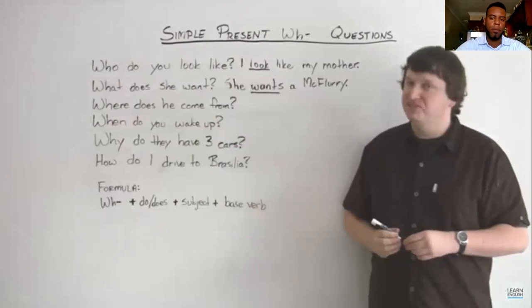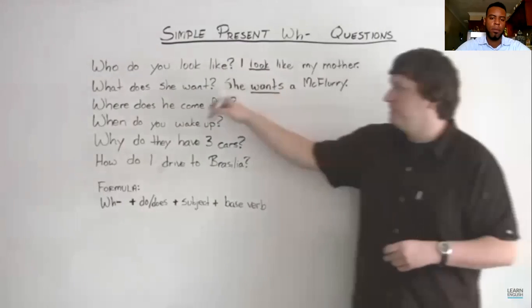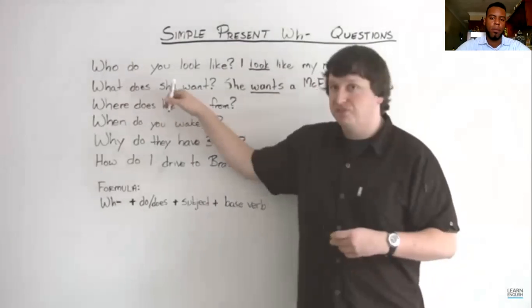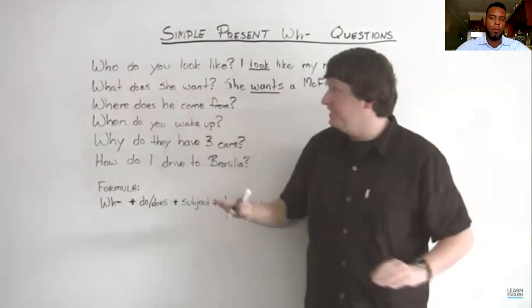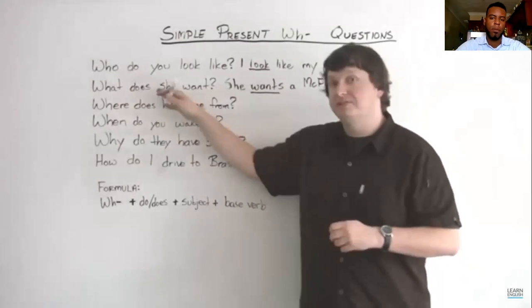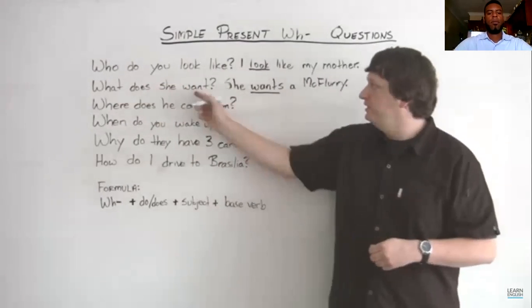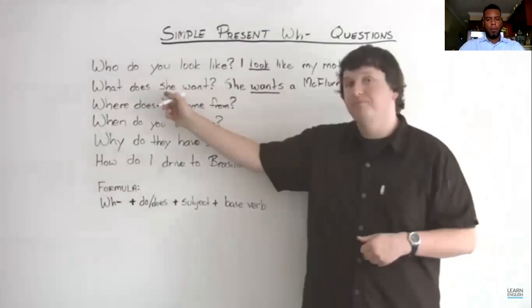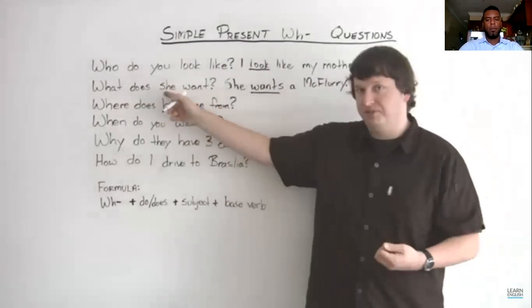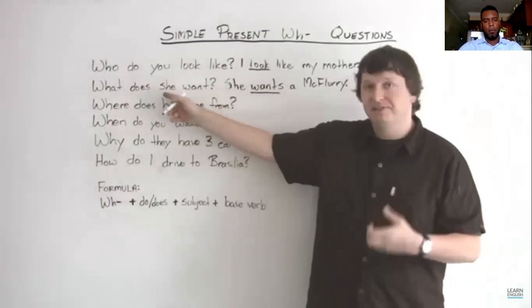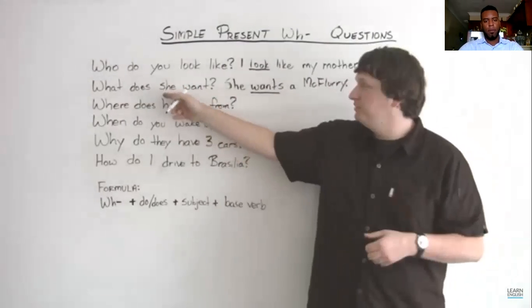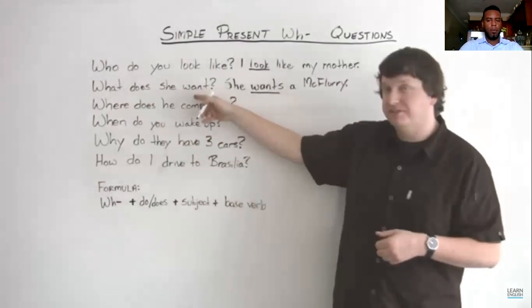We do not say she is want. So we do not say what is she want. We also do not say what does want she. Now I know in some languages you put the verb before the subject when you make the question. In English you put the verb after the subject at the end of the question.